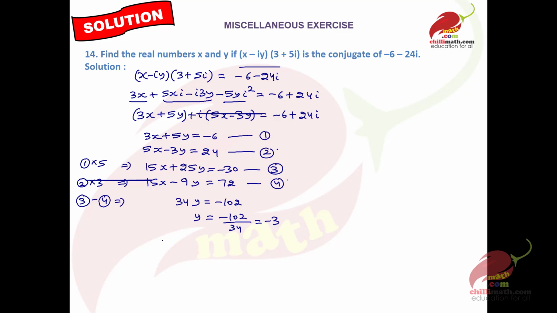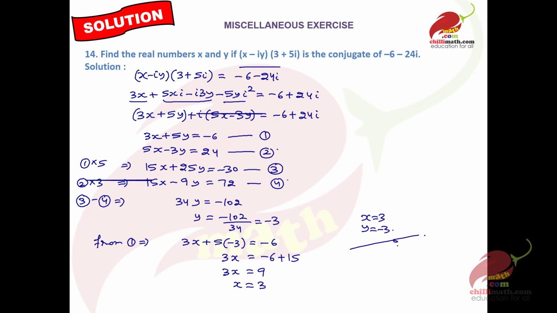Putting this value of y in equation number 1, from equation 1, 3x + 5y = −6. So 3x = −6 + 15. Taking the −15 to that side, 3x is equal to 15 − 6, which is 9. So x equals 9 by 3, that is 3. So x is equal to 3 and y is equal to −3. This is your answer.